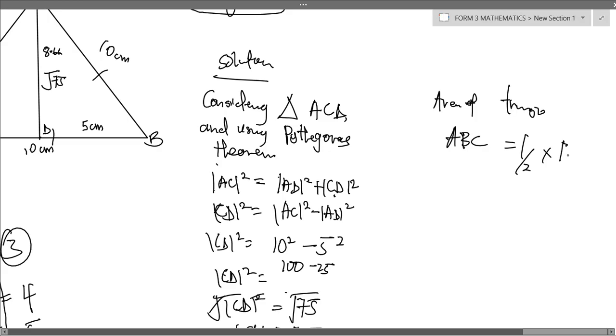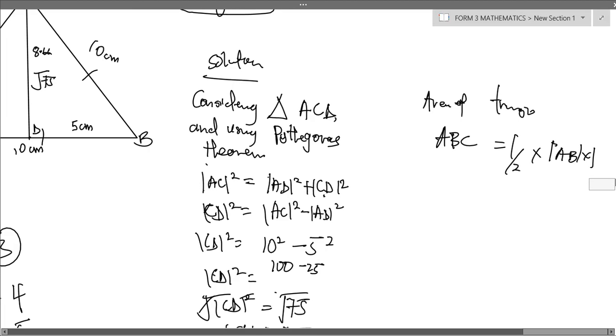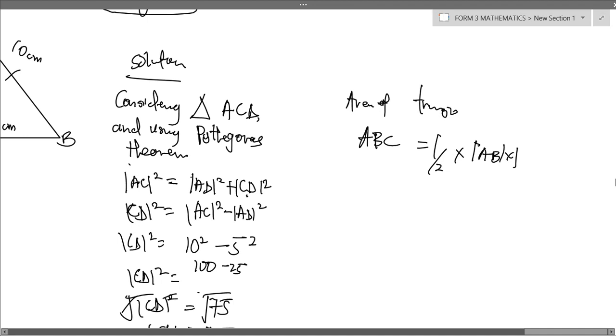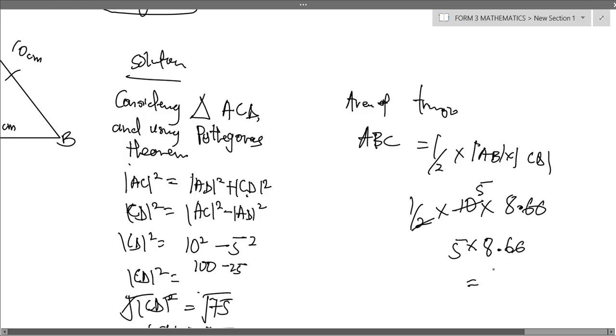Where is the base? The base now becomes our AB, our AB times the height. Our height becomes our CD, which we've already found. So now we get half the base, which is 10 centimeters, times 8.66. 2 going into 10 how many times? 5. So we're going to get 5 times 8.66. And we are going to get 43.3 centimeters squared.